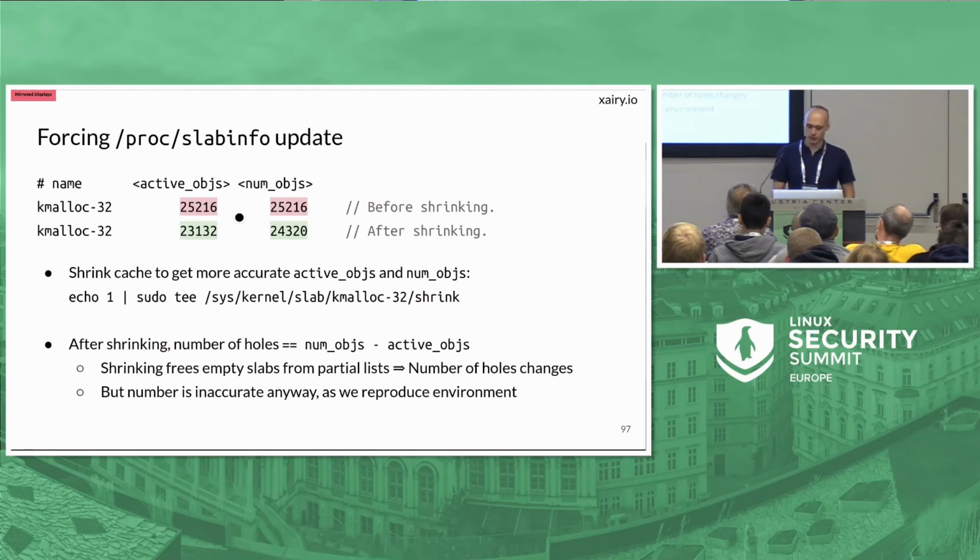So here, for example, before the shrinking, the numbers were the same. And after the shrinking, we have about 1,000 objects of a difference. So in an exploit, maybe you want to allocate like 2,000, 3,000 objects to fill all the holes that you have in the KML32 cache.